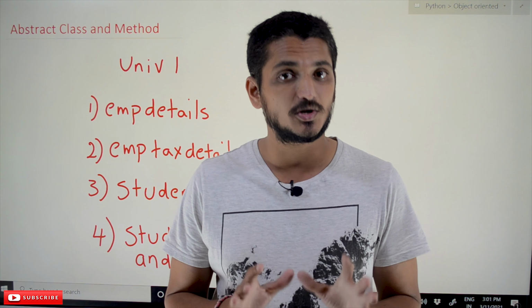Coming to today's class, let's take an example and understand when abstract classes and abstract methods are needed. With that we can easily understand the need for an abstract class. Suppose someone asks you to develop an application for two universities, University 1 and University 2, and you go to University 1 and collect the functionalities that are required for University 1.